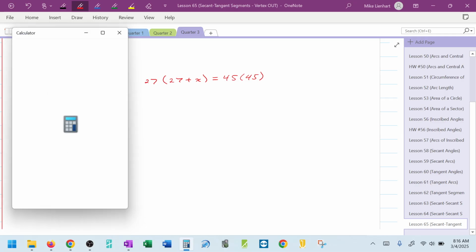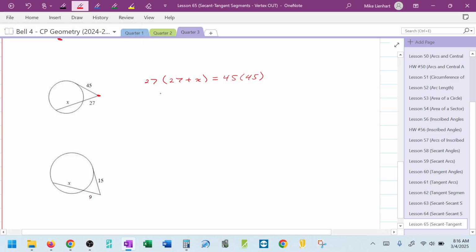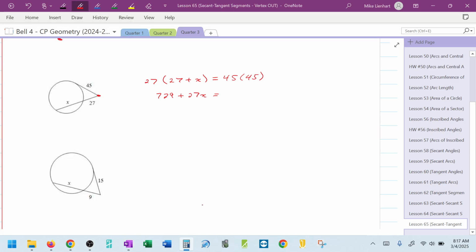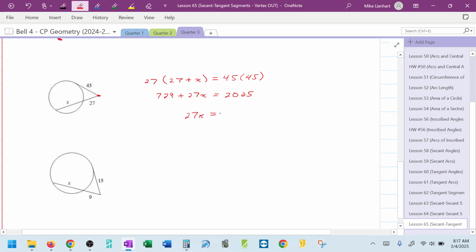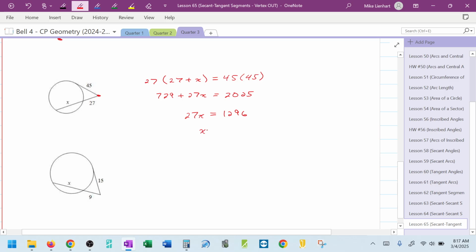Okay, so I'm going to use a calculator to help me out here. I know that 27 times 27 gives me 729 plus 27x. And 45 times 45, or 45 squared, would be 2025. All right, I'm going to subtract 729 from 2025. And I get 1296. And then divide to solve. Tells me that x is 48.